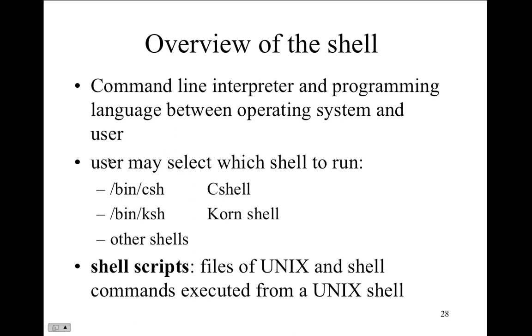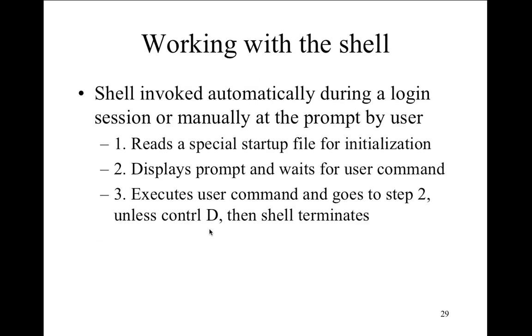The command line interface came in a lot of different forms, and here are some examples users may select from: C shell, Korn shell, bash. Actually, BSD uses bash as a core shell. Then we had shell scripts. Files in Unix and shell commands are executed from a Unix shell. They were just text files that contained scripts, and the scripts were written for the shell environment and performed stuff that the user wanted to do, and you just ran a script.